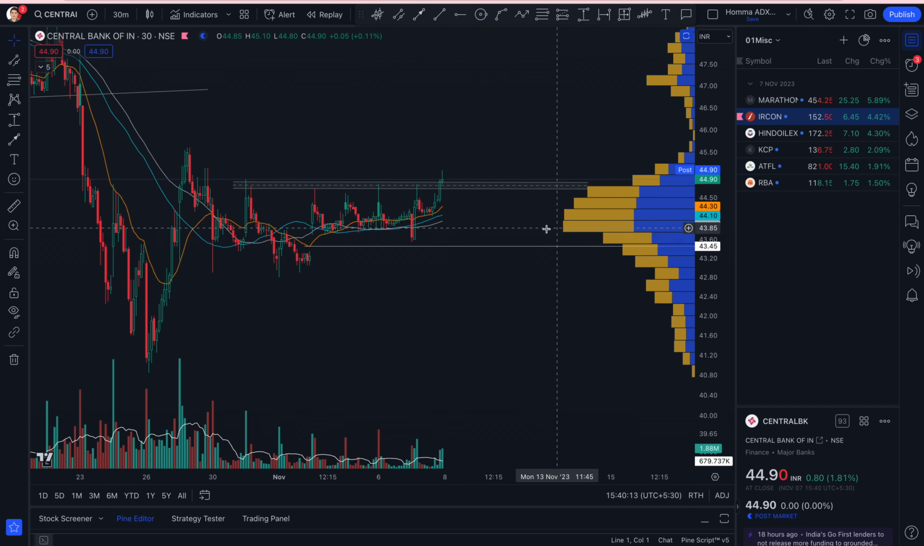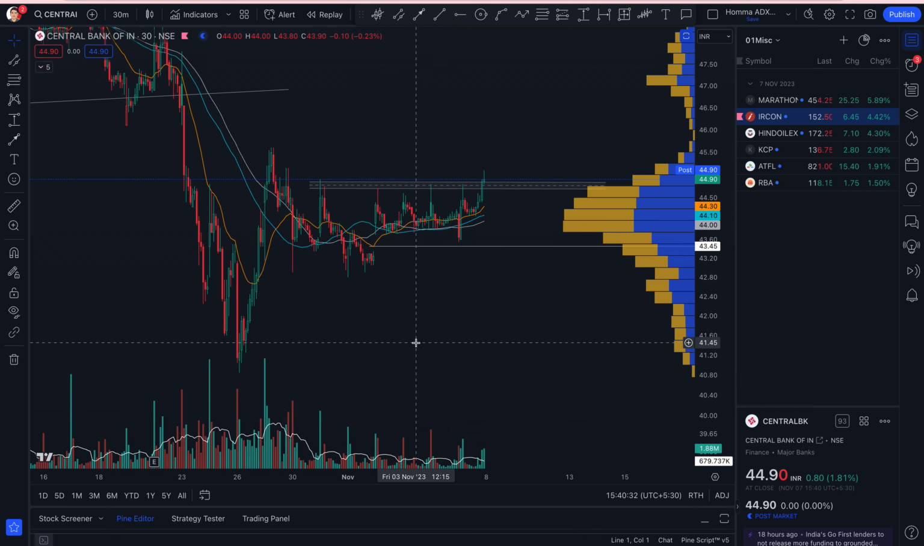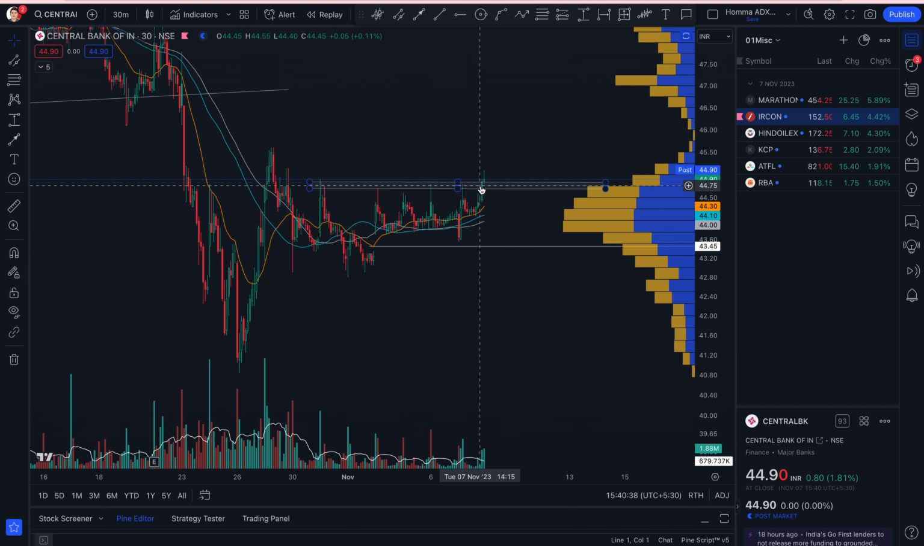And you could see that between 44.75 and 43.5, there was a lot of action. You can see that this was the highest area of the volumes also. So selling, buying, selling, buying, selling, buying, right? And the base then looks like an ascending triangle sort of base.